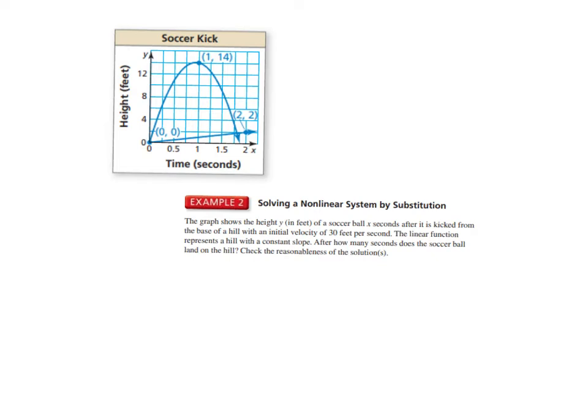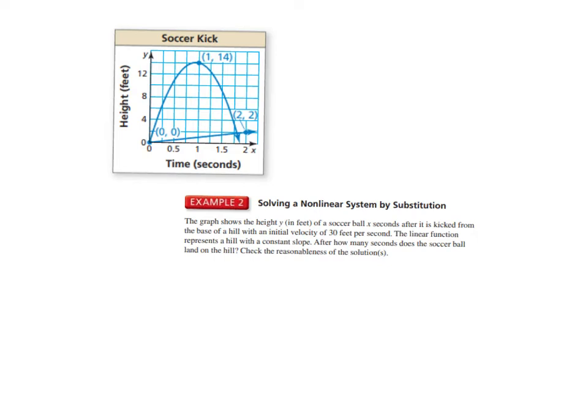It says the graph shows the height, y in feet, of a soccer ball x seconds after it is kicked from the base of a hill with an initial velocity of 30 feet per second. The linear function represents a hill with a constant slope. After how many seconds does the soccer ball land on the hill? Check the reasonableness of the solution or solutions.